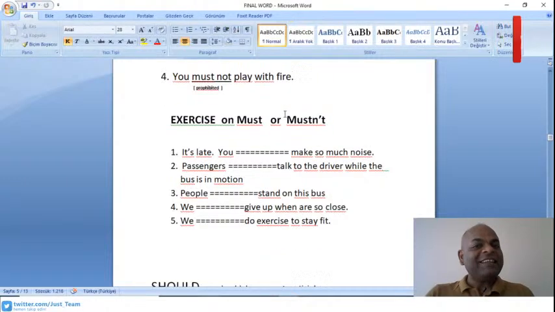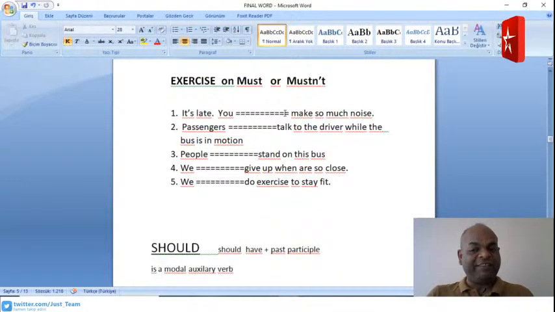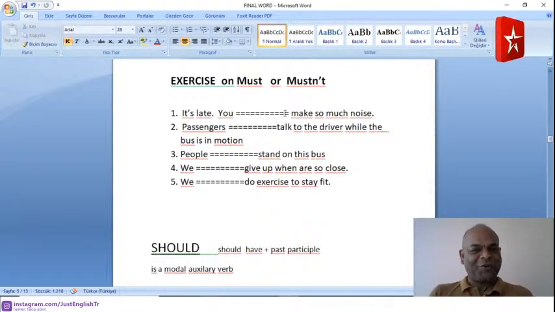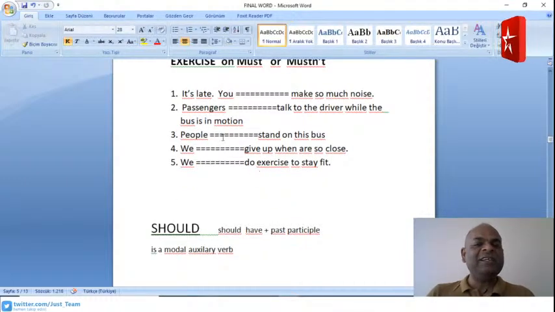All right, now let's do this exercise together before we go for the break. Exercise on must or mustn't. Students, remember, must is always about an obligation, a strong obligation. And secondly, remember, must is positive and mustn't is negative. Always remember that, all right? Great, let's do our example sentences together.